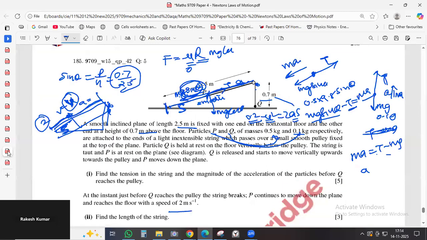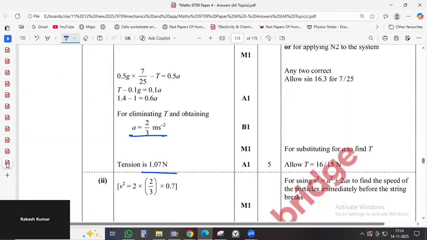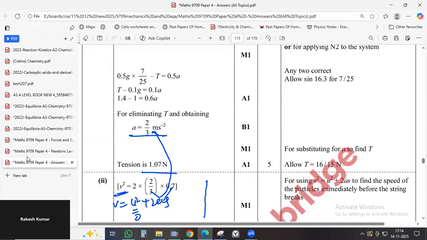Now, when this pulley reaches the top, it must be having some speed when this goes up. For that, he knows the distance. So he calculates v square is equal to u square plus 2as, and u is 0 because it was released from here and it goes to the top. Acceleration is 2 by 3 and distance is 0.7. So this is the velocity of the part of P that is going down.